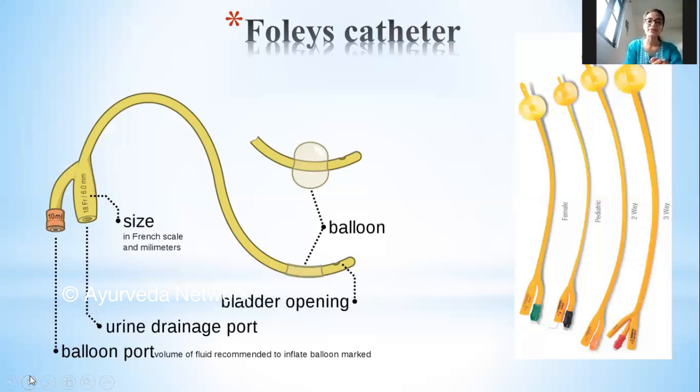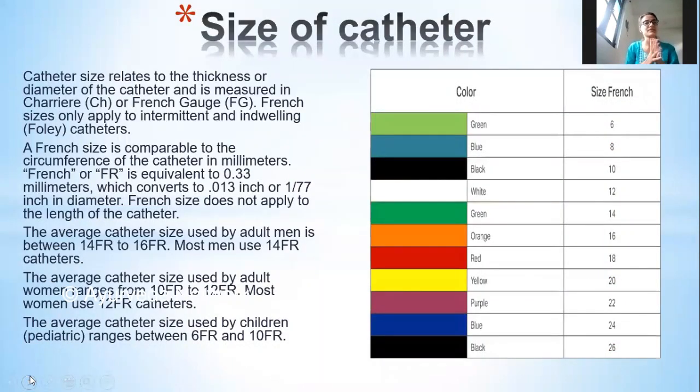So we have discussed the 1-lumen catheter, the 2-lumen catheter, and also the 3-lumen catheter. And in the previous slide, we saw the condom catheters, which we generally use in old age. Now let's talk about the size of the catheter.